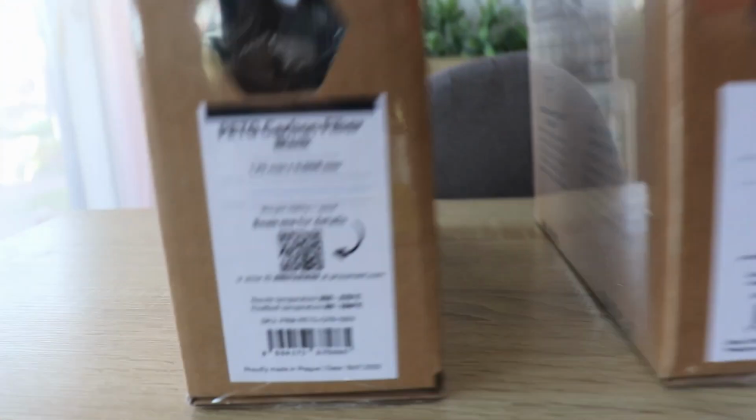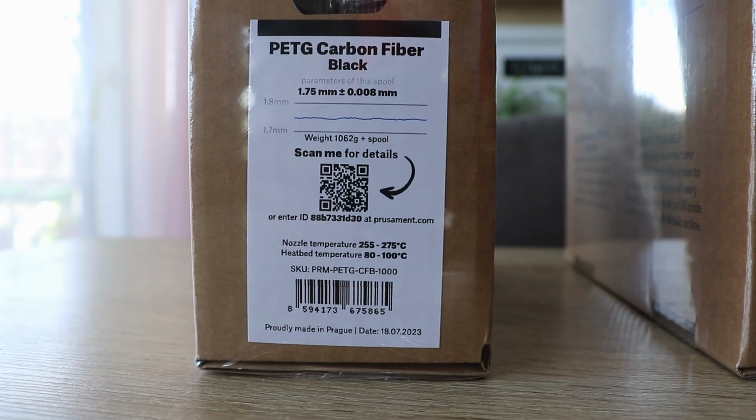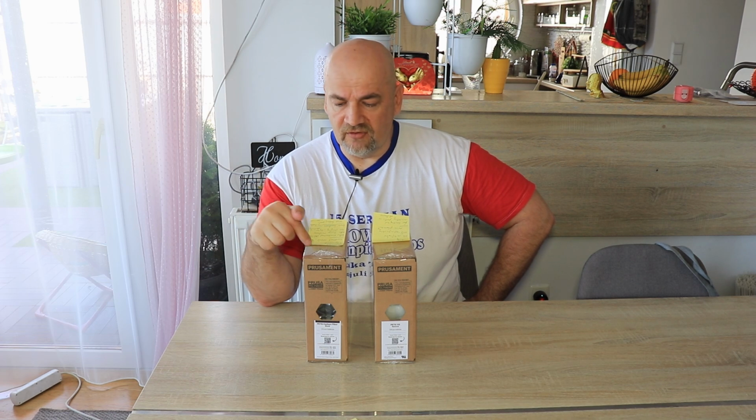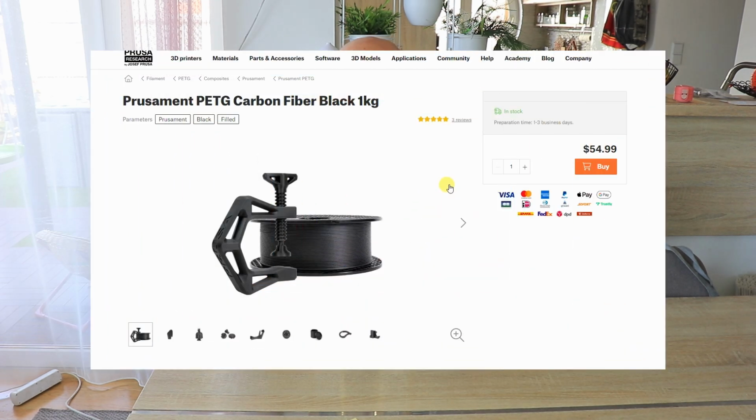The CF means it is reinforced with carbon fibers, and this means that printing this filament requires some kind of hardened nozzle. Usually the hardened steel nozzle is the most common, and I especially asked them to confirm that it can be printed with a 0.4 mm nozzle, so it doesn't require a bigger 0.6 or similar.